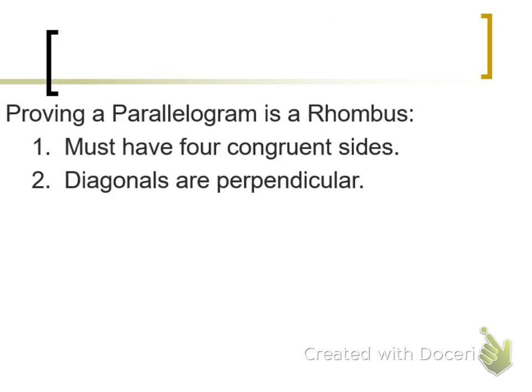Proving a parallelogram is a rhombus. We only have 2 ways we can do this. First of all, these have to be a parallelogram to begin with. If it's not a parallelogram, this doesn't work. First way would be to have all 4 sides congruent to each other. The other way is to see that the diagonals are perpendicular to each other. We can show one of those 2 things for a parallelogram, then we know that it has to be a rhombus.